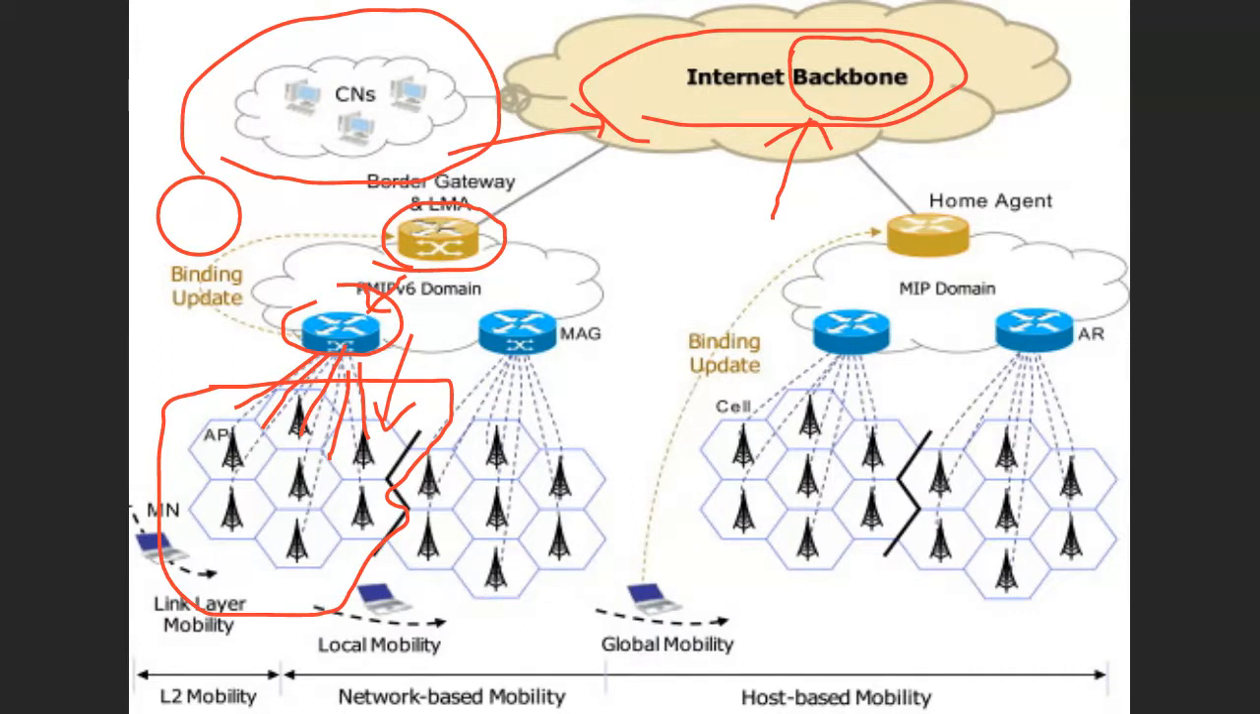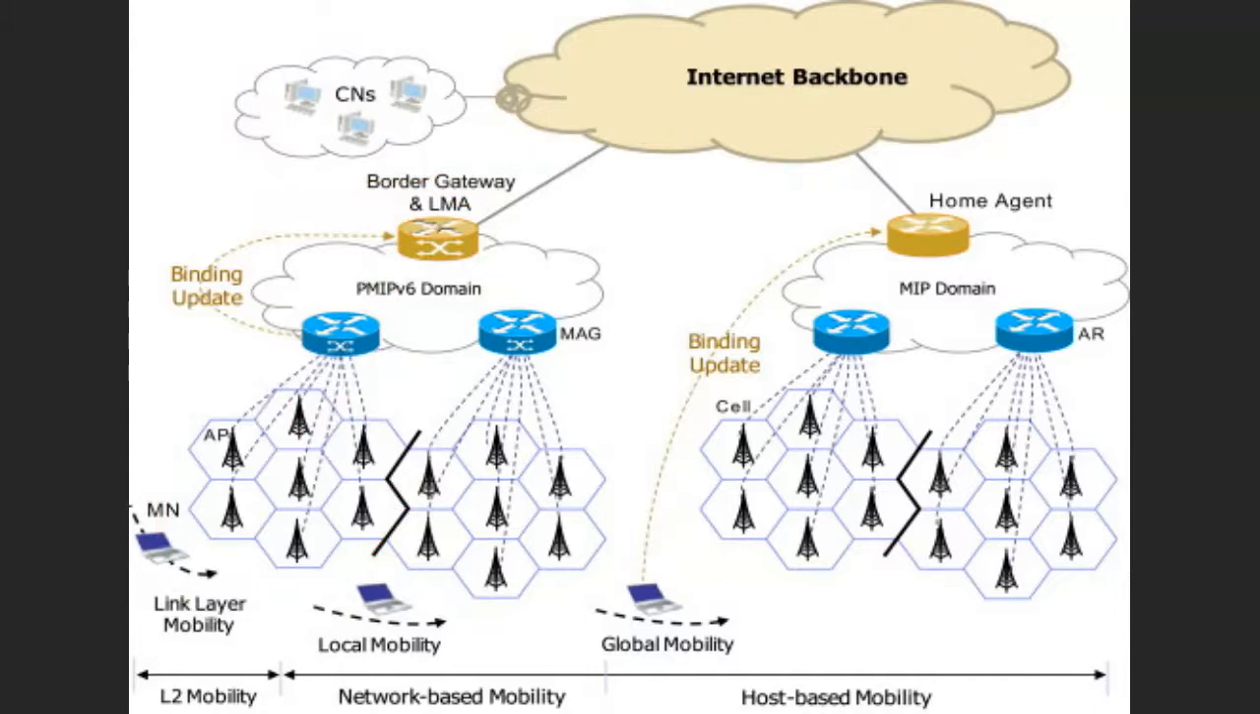All right. So now the cases are: in case your device moves from one mobile tower to another mobile tower, but both the mobile towers are being serviced by the same router at the top, that means it is a link layer mobility. So local mobility will be considered.